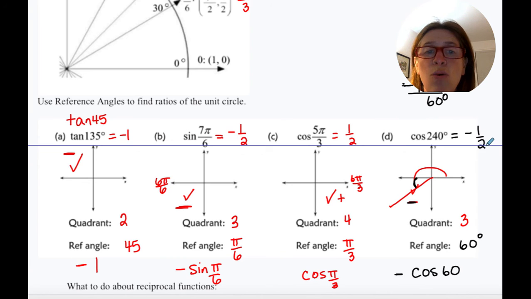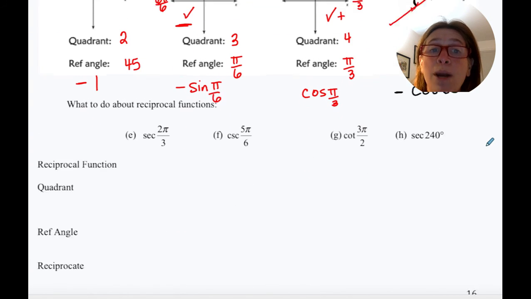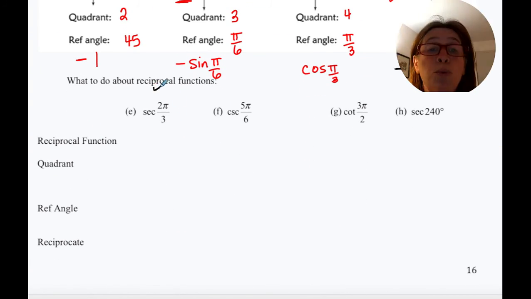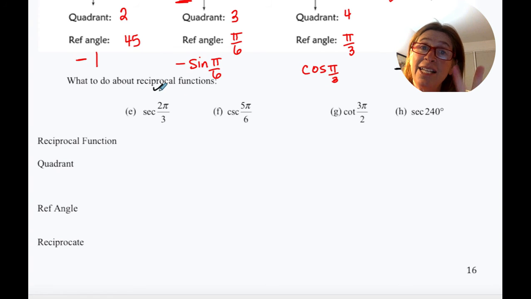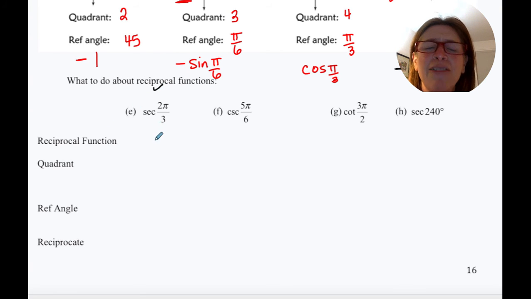All right, one more step, one more add-on. What about the reciprocal functions? Remember, we have sine, cosine, and tangent, and each one of those has a reciprocal function. Sine's reciprocal is cosecant, cosine's reciprocal is secant, and tangent's reciprocal is cotangent. I don't really like using the reciprocal function because it confuses me because then I'm like backwards. So I use the function itself and then I flip my answer.